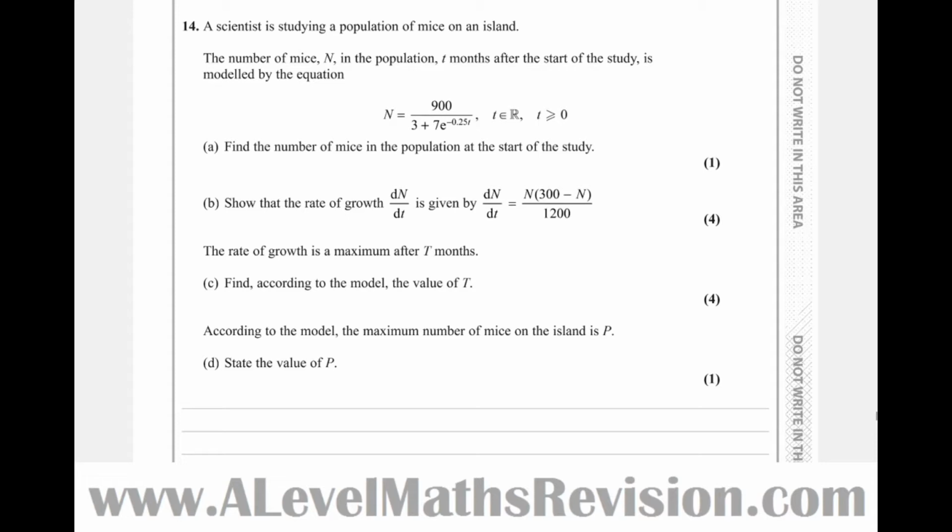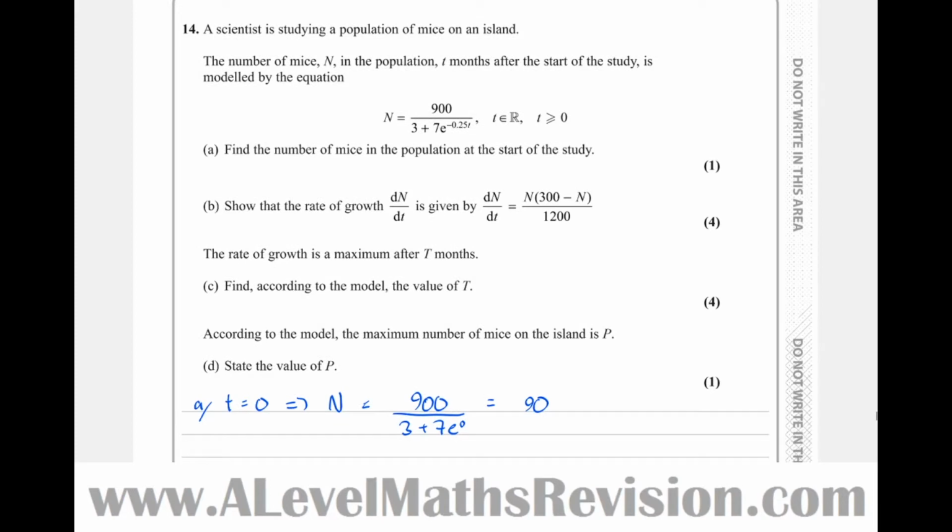Nice easy start, so t equals 0. So t equals 0, which implies the number of mice n equals 900 over 3 plus 7e to the 0, equals 900 over 10, which is 90. So part B asks, show that the rate of growth dn by dt is given by that expression there, n (300 minus n) over 1200.